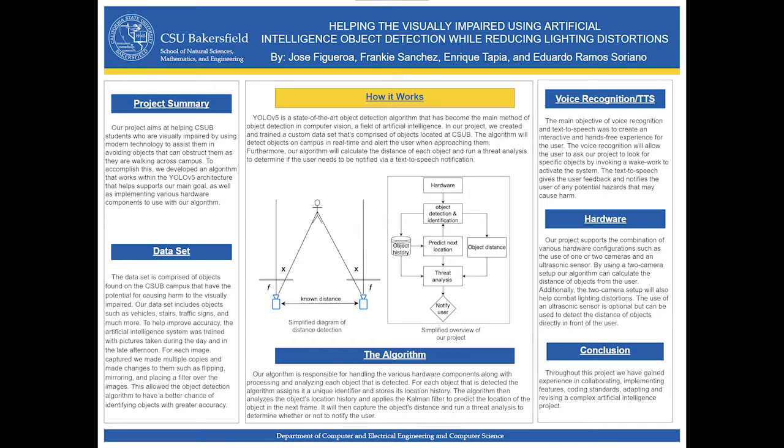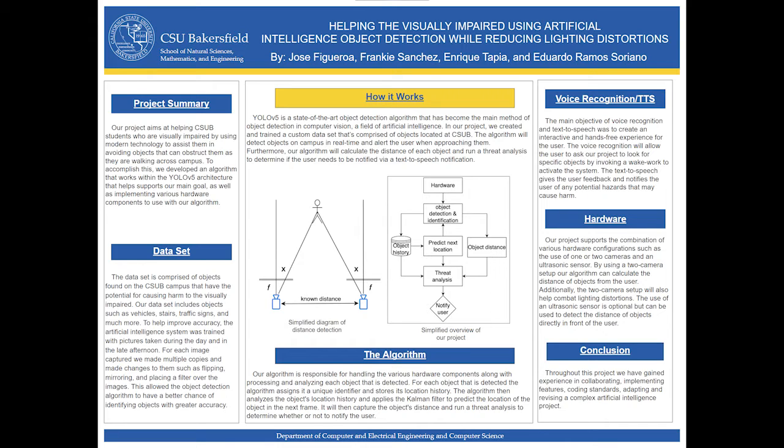In our project, we use YOLO v5, which is a state-of-the-art object detection algorithm that has become the main method of object detection in computer vision. We created and trained a custom dataset that is comprised of objects located at the CSUB campus. The algorithm works by detecting objects in real time, and when the user is approaching these objects or the objects are approaching the user, it will run a threat analysis to determine if the user needs to be notified via a text-to-speech notification.